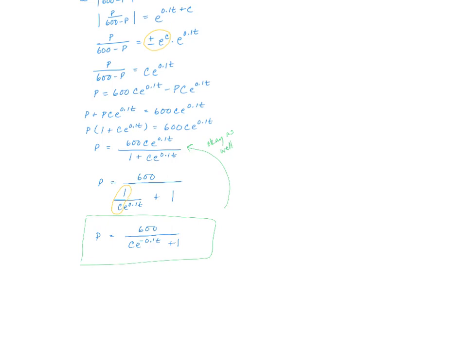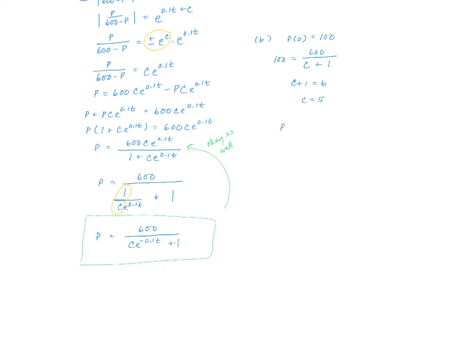Now when we look at B, it says solve the initial value problem. So for B, we have the initial value problem that P of 0 is equal to 100, which means 100 is equal to 600 over c plus 1. Remember, t is 0, so e to the negative 0.1t is just e to the 0, which is 1. Solving for c, I get c plus 1 is equal to 600 divided by 100, which is 6. c is equal to 5.